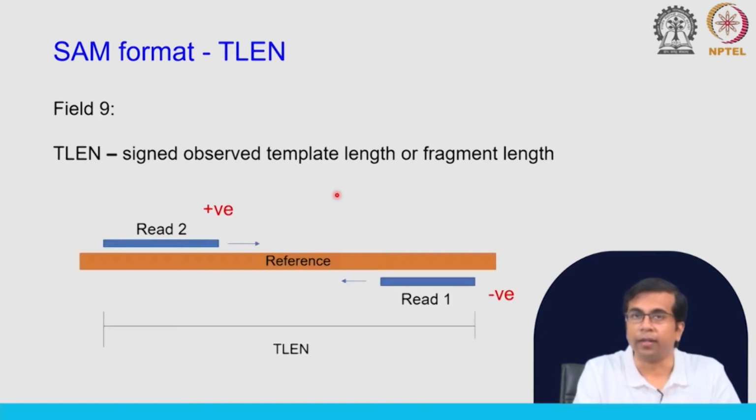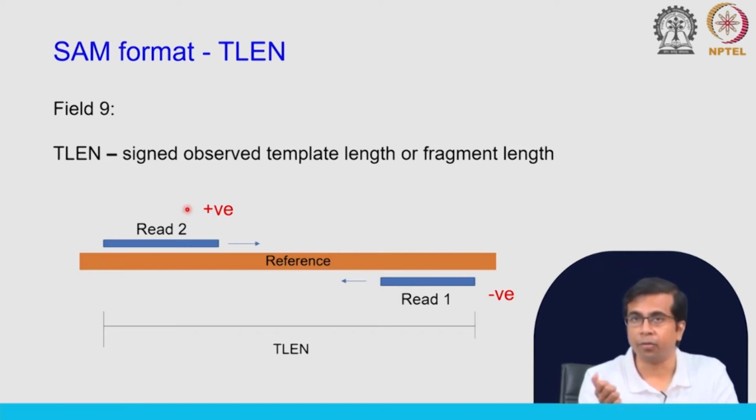This figure illustrates how you generate the plus sign and minus sign. Read 2 in this case is upstream of read 1, so this is the leftmost segment, and it gets a positive sign for TLEN. If, let us say, TLEN is 300, then for read 2 in the TLEN field you will have plus 300, or simply 300; you do not say plus 300. For read 1 in the TLEN field you will get minus 300.